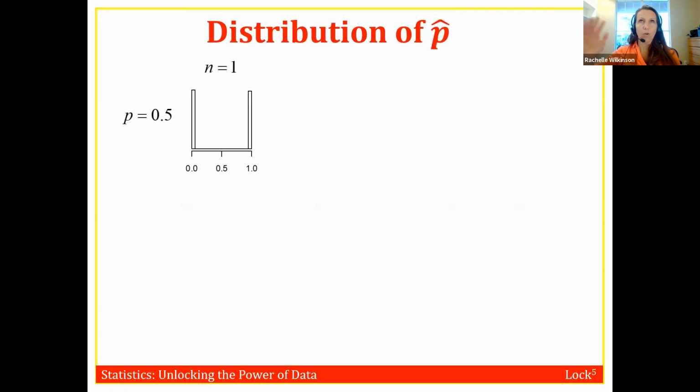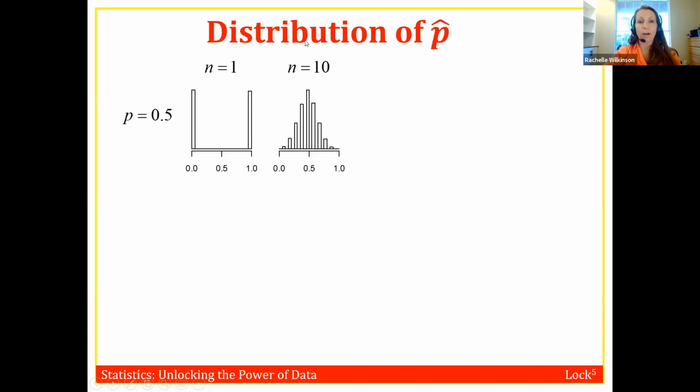So that whole sample size requirement, this next slide is just going to show why we have that requirement essentially. If our p is 0.5 and we have a sample size of 1, this is what the sampling distribution would look like. So clearly not a normal distribution.